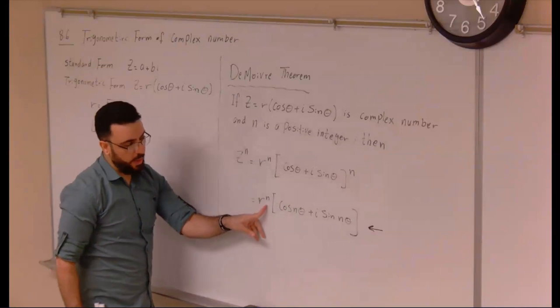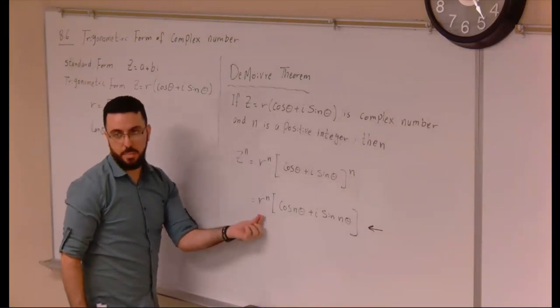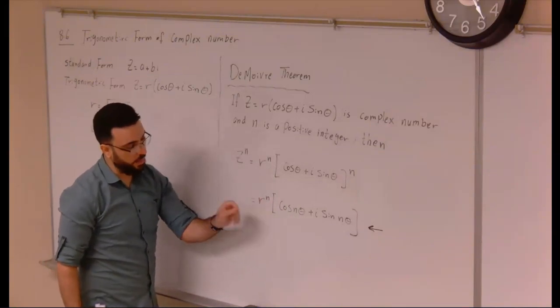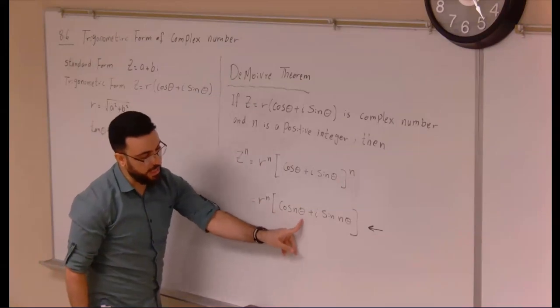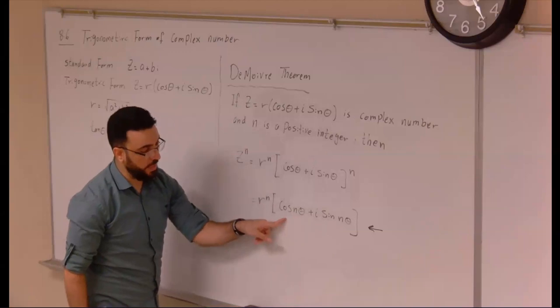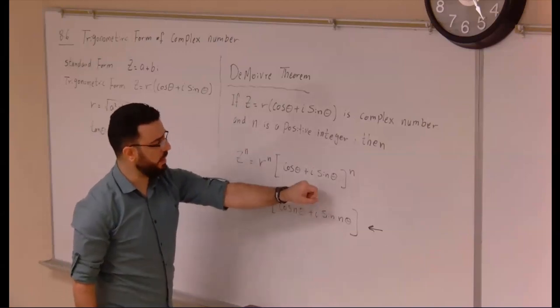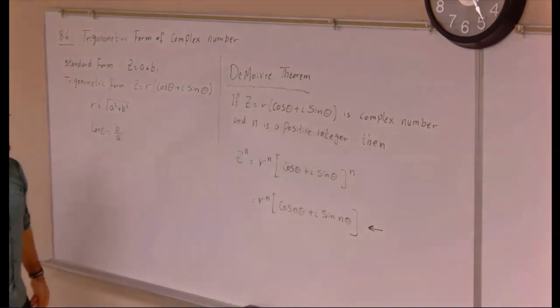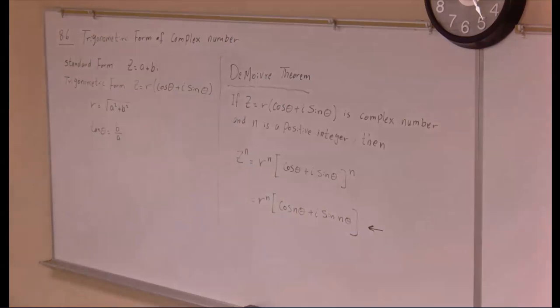r to the power n, because r is going to be a number, so it's easy to say r to the power n, cosine n theta plus i sine n theta. So that's how you're going to find the power of the complex number. If you have z to the 10, z to the 12, you're going to do exactly the same steps. Let's check with an example.